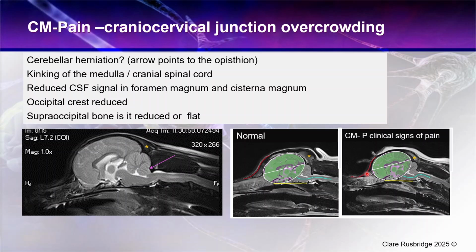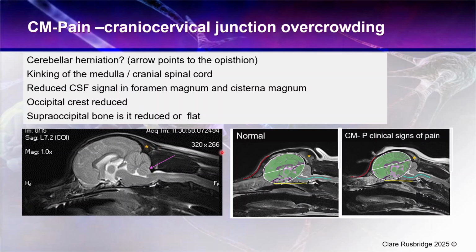There is reduced CSF signal in the foramen magnum. So if you look at the foramen magnum, then we may see a reduced amount of fluid that is going through here. Actually, in this dog, it's much larger, which is probably why this particular dog doesn't have syringomyelia. That will be the protective feature for this particular example here. But in this dog, we can see very much reduced CSF signal at this level, and certainly reduced signal in the cisterna magna. The occipital crest is reduced.